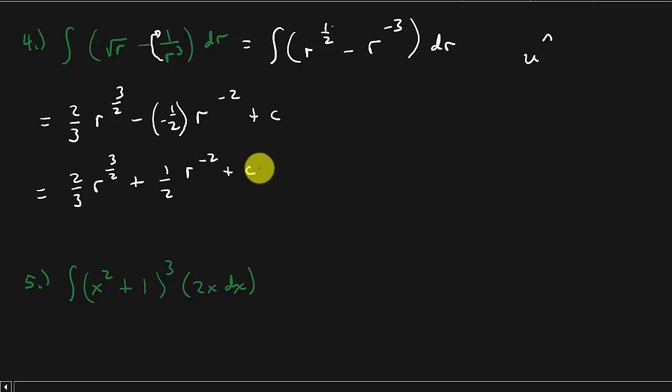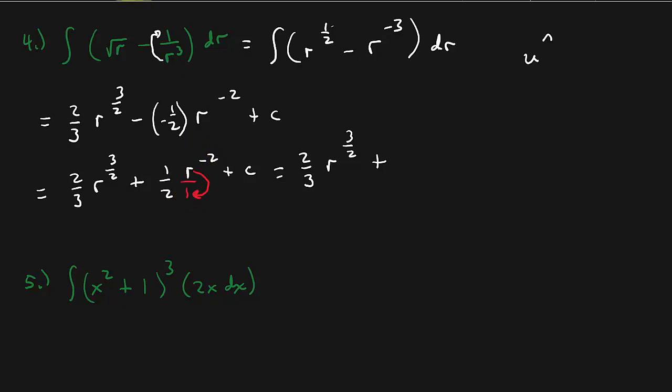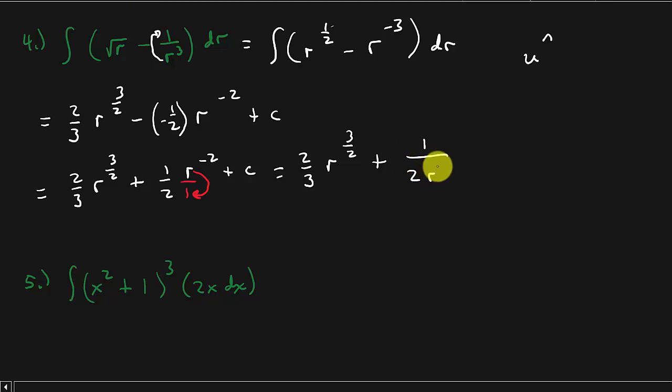Now keep in mind, we're going to rewrite it again. Now, this exponent's negative. Let's make it positive. Do you remember how to do that? Well, if you look at it as a fraction, remember when you move it across the fraction bar, it changes the sign of the exponent. So this r to the -2, we're going to move it across the fraction bar. And so that's going to be 1 over 2r squared plus c.